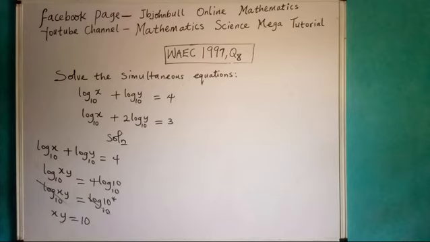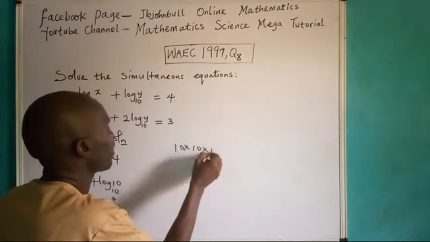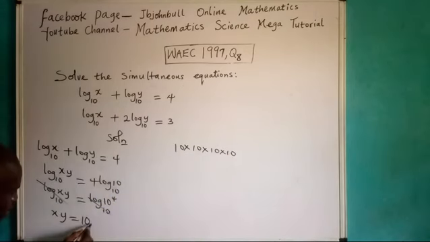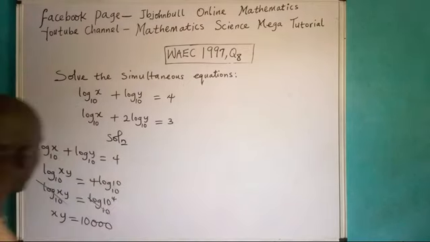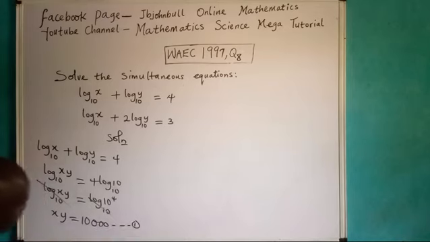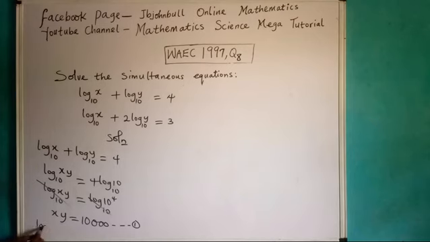And 10 power 4 simply means 10 times 10 times 10 times 10. And when you multiply it, you are going to have 10,000. That is 4 zeros. Okay? Now I can make this one equation 1.